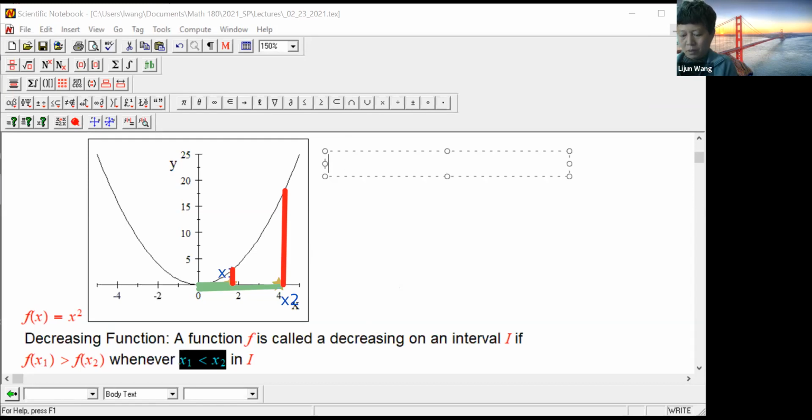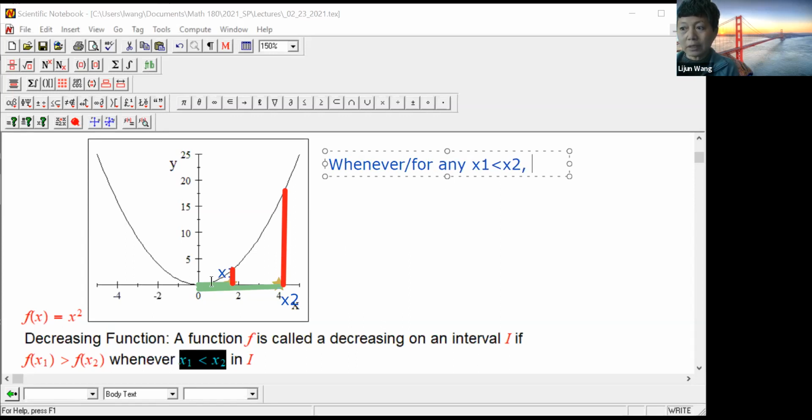Okay, for any x1 smaller than x2, you see, I'm quoting the definition. Or you can say whenever, really. Whenever, or for.